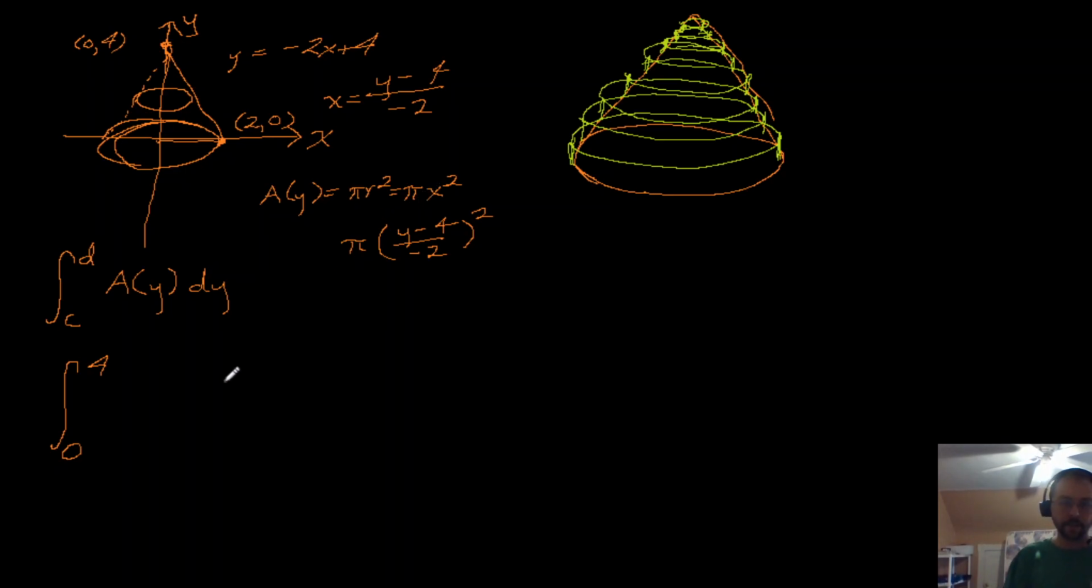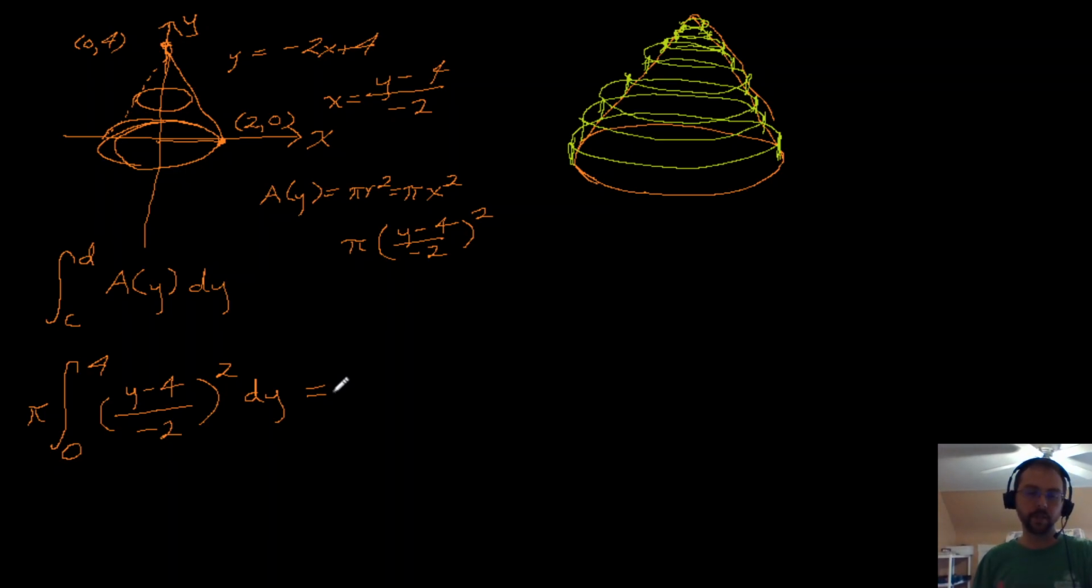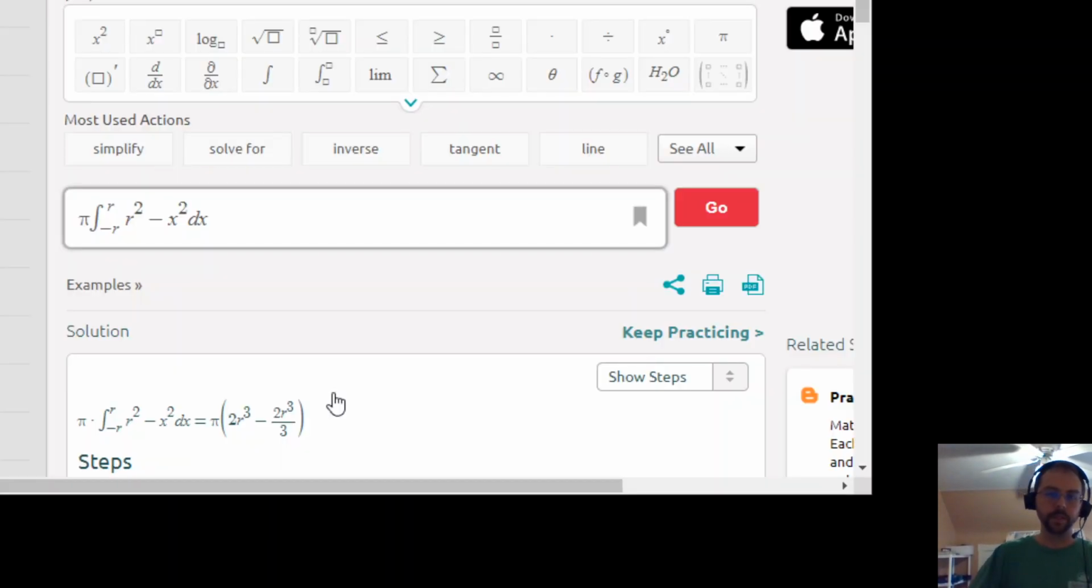And that's what I had last time. So pi, which I could write here, or I could move it to the outside. I prefer to write it on the outside. So pi times y minus 4 over top of negative 2, squared, dy. And once again, because I'm not trying to go over how to actually solve them, I'm just going to try to show what they are. We'll put this into the calculator.